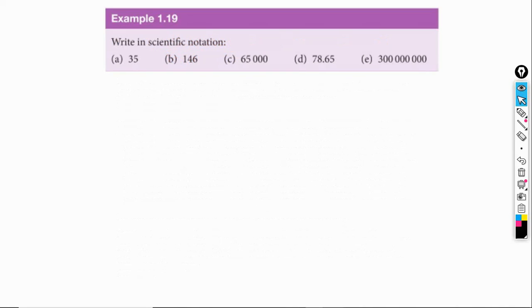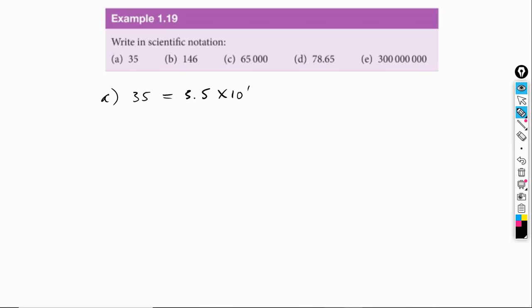So next is example 1.19, write in scientific notation. So for example A, we have the number 35. So 35 you would write in scientific notation as 3.5 times 10 to the 1.